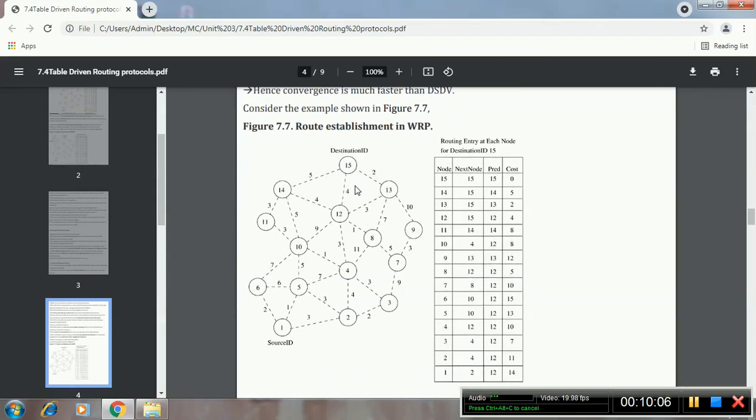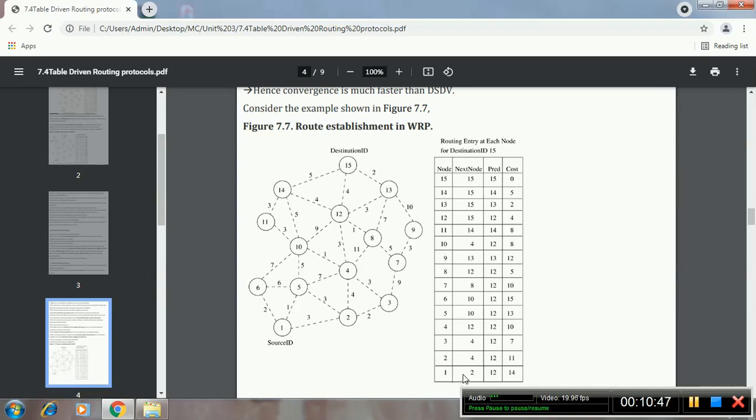Now, from the destination 15 to 15, there is no next node, there is no predecessor node, and the cost is 0. Or if you want to get into detail, you can move from bottom to top, or top to bottom, from 15 to 1. So in the reverse direction, you can see it from this angle also.